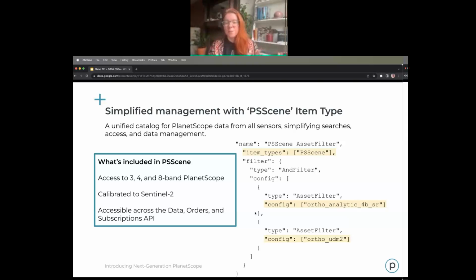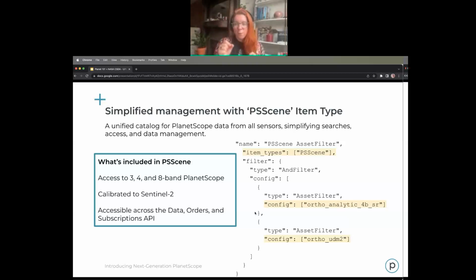This data is the stuff that's been calibrated to Sentinel-2, and you can access it through Planet Explorer plus all of our different APIs. If you have a script that's set up right now that's pulling specifically, like, PS 3-band or PS 4-band, and you need help altering it to call the PS scene assets instead, definitely ping us and we can help you adjust those scripts if you need to.